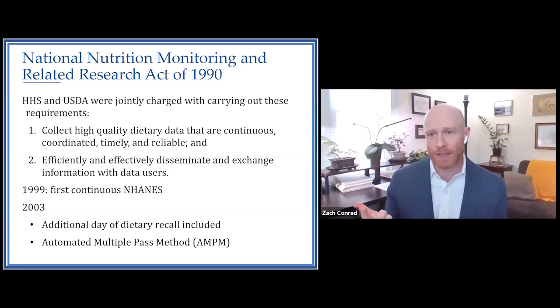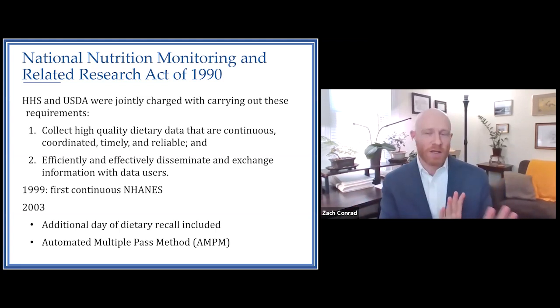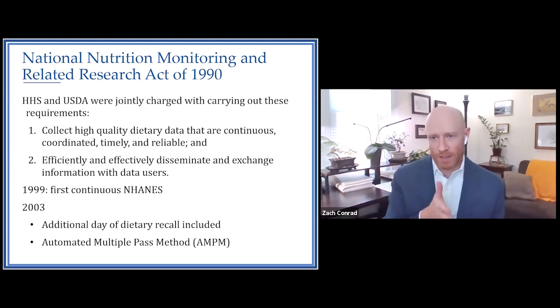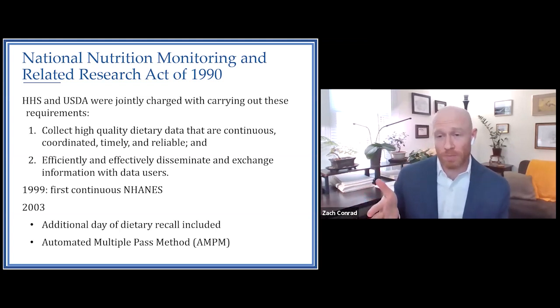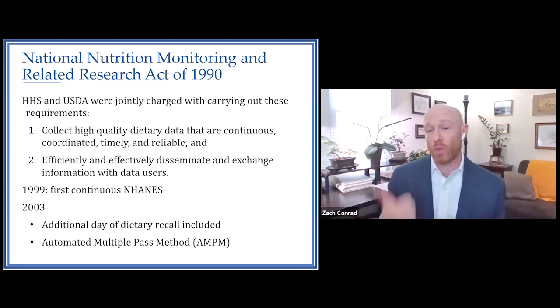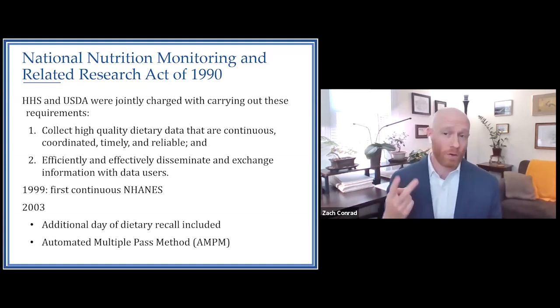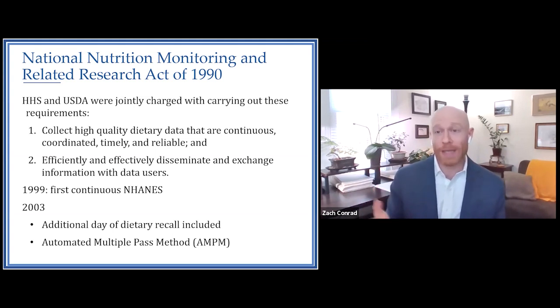And then the other big thing is that it made this data available to public users, right? So it wasn't just in a hard to access government platform anymore. So 1999 was the first year that continuous NHANES took shape. And it was 4 more years until we made a few more big changes. One, we included an additional dietary recall. So now there are 2 dietary recalls that are collected from most participants. So 80% of participants have 2 dietary recalls.